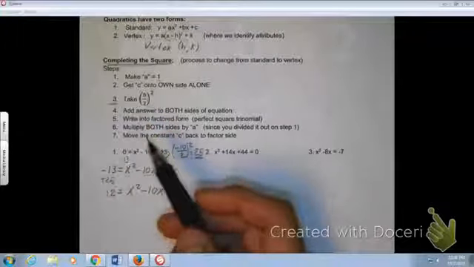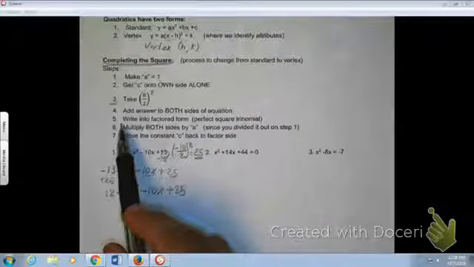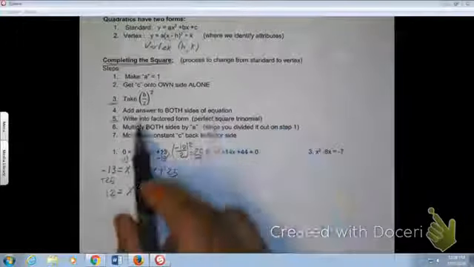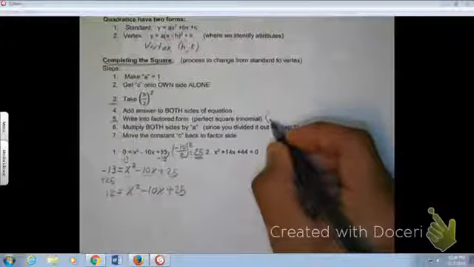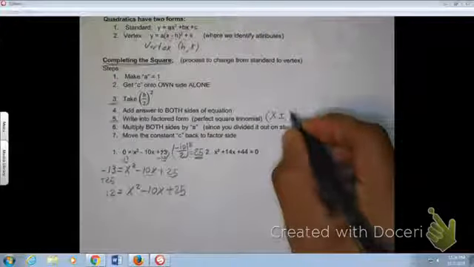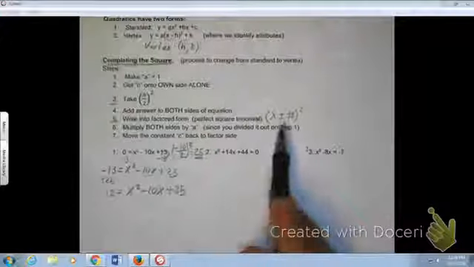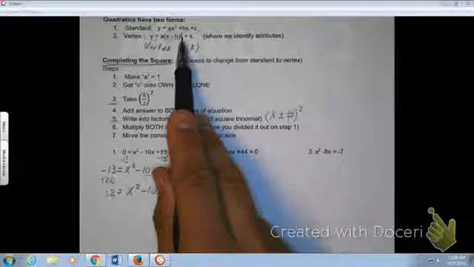Any other questions, guys? What do you do on step 6? Alright, we're in step 5. I want everybody to write this. We're going to write it in a form that looks like this: parentheses, x plus or minus some number, squared. You see how in here we have x minus some number squared? So we're going to try to make it look like this, because we are going from standard form to vertex form.